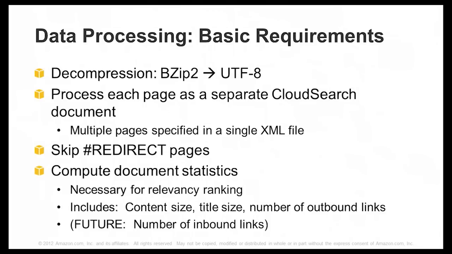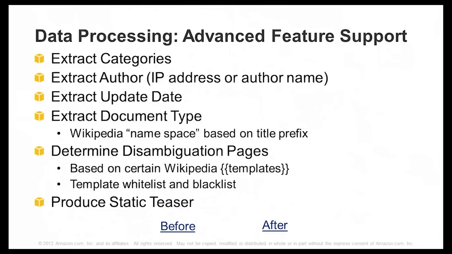We then skip the pound redirect pages, so we want to identify all the redirects and then just cancel those. And we do compute some document statistics, and we write those document statistics into CloudSearch fields, and that helps us for relevancy ranking. We'll talk a little bit about that later. And for some of the advanced features, the categories navigator, the authors navigator, the update dates, there's some additional processing. You notice that the updates date was just year and month, so there's some date manipulation there. The document type, we extract the prefix of the title for the document type.